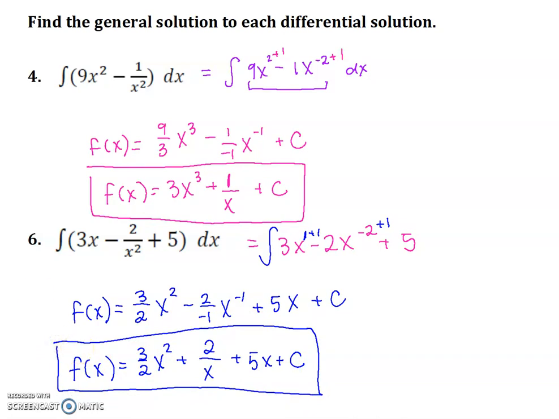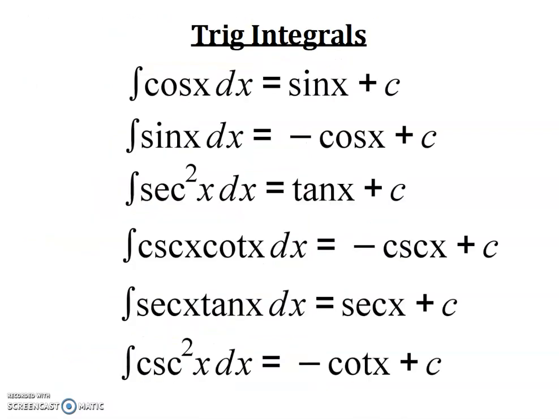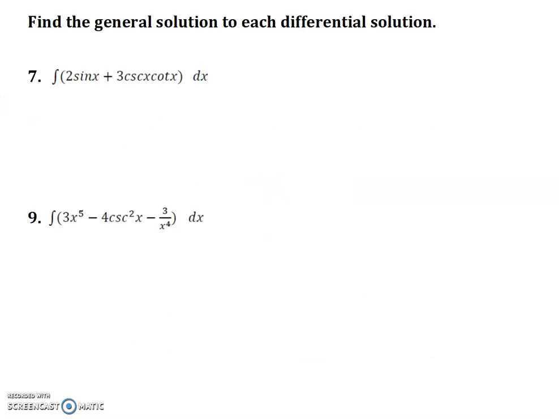Now let's take a look at some of the trig derivatives. With these trig derivatives, we're just, again, going backwards. If we're trying to integrate cosine, the antiderivative of that is sine. Sine will turn into negative cosine. If we're integrating secant squared, that's going to turn into tangent, and so on. The reason is, if you remember back from first semester when we were trying to take the derivative of tangent, the derivative of tangent is secant squared. And now we're just going backwards. So let's look at a couple questions with trig in it.